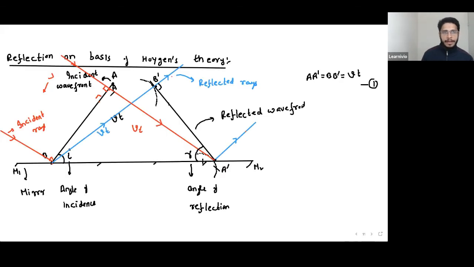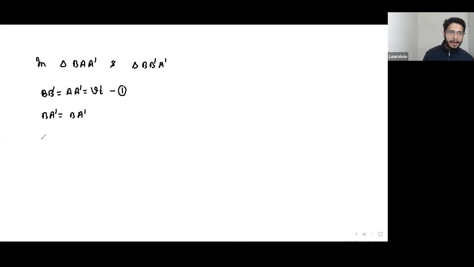Third thing, angle A is 90 degrees, angle B prime is 90 degrees. So you can write that angle A is equal to angle B prime equal to 90 degrees. So all these three things show that triangle BAA prime and triangle BB prime A prime are congruent.